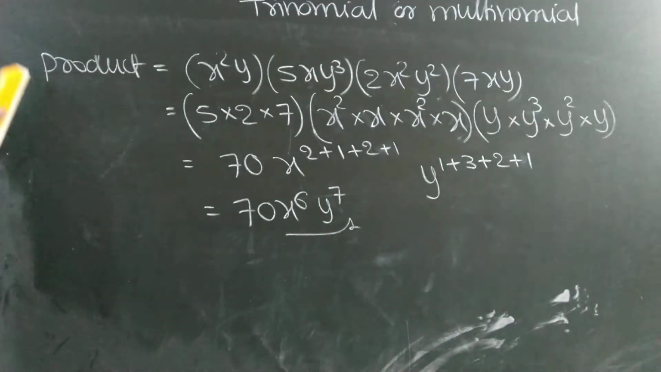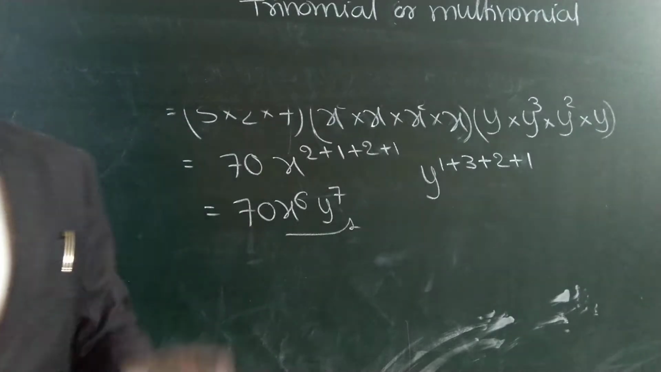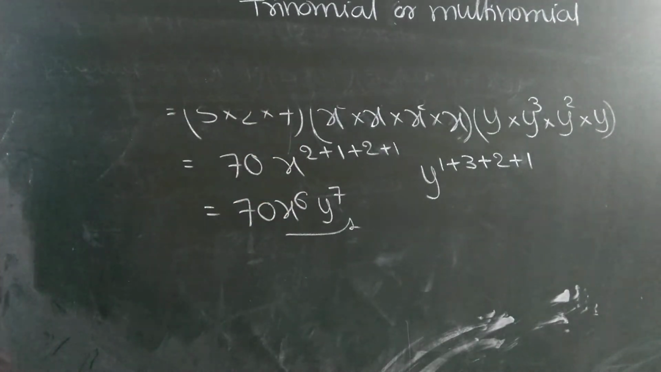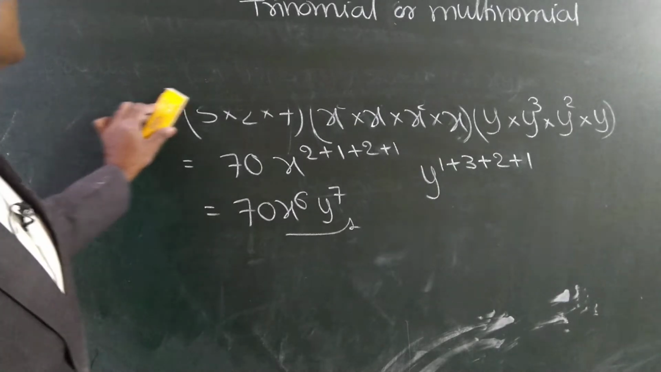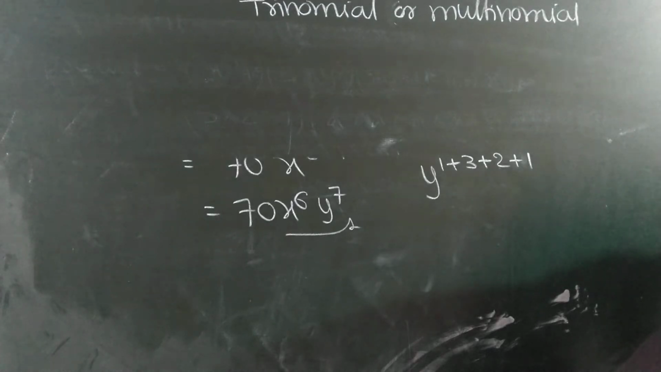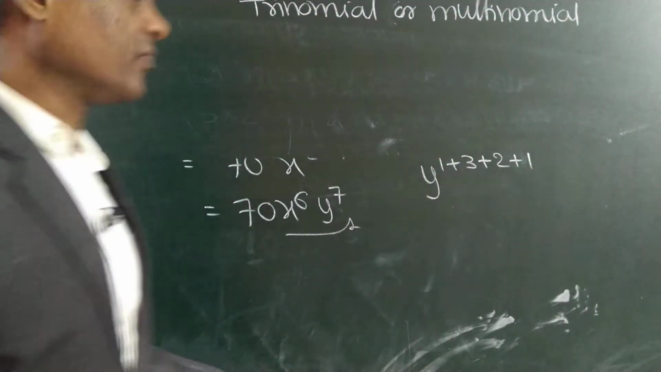Now, in all this first exercise, we multiplied only monomial with monomial. One term only. So one term problems we multiplied. Now we are going to multiply the monomial with binomial and monomial with maybe trinomial or monomial with multinomial, any number of terms.